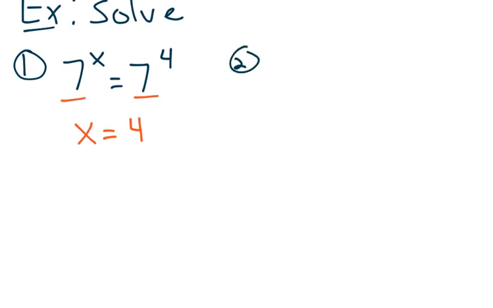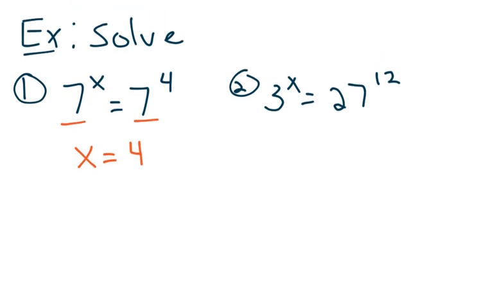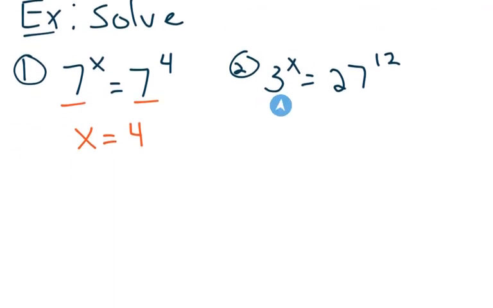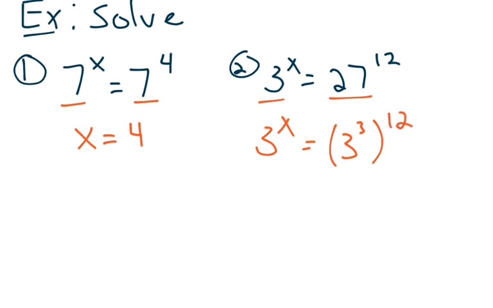Number 2, we're going to have 3 to the x is equal to 27 to the 12th power. Remember what the property says, the bases have to be the same. Right now they are not, 3 and 27. But what works out here is that we can rewrite 27 using the base of 3. 3 to the x doesn't change. 27 we can rewrite as 3 to the third power, and then that becomes to the 12th. So 3 to the third to the 12th power. All I did here was rewrite 27 using a base of 3.